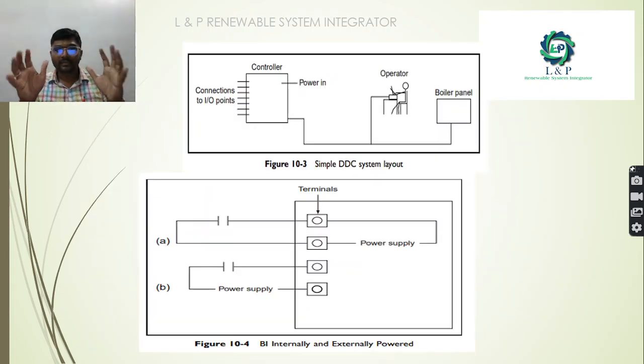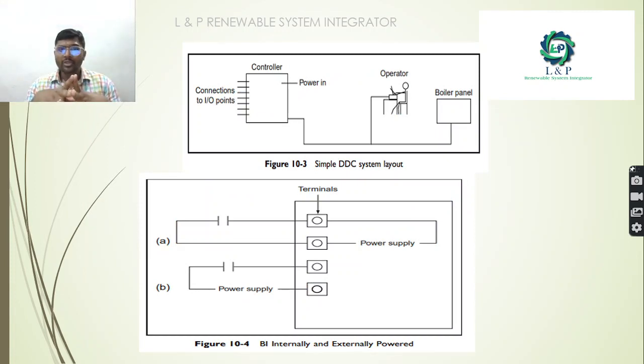Next and foremost, if you are having a DDC system, okay, most importantly for the controller to run, you need a power supply. And most importantly, if you want to connect your input modules or input connections and output connections, you need to connect those as well. Okay, and you need to have a separate operator on it, and you need to have boiler panels.